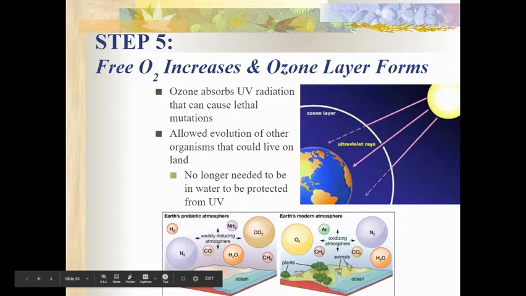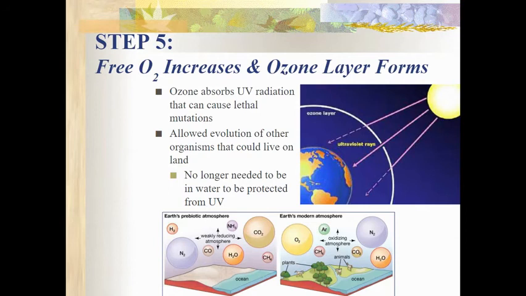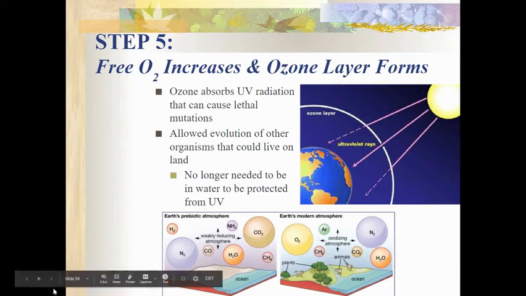Ozone was a very important development because ozone absorbs ultraviolet radiation that can cause lethal mutations. So this allowed the evolution of other organisms that could now live on land. Organisms no longer needed to be in the water to be protected from ultraviolet radiation and mutations. Now the ozone was providing that protection.